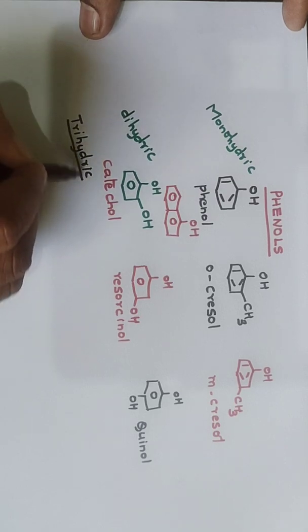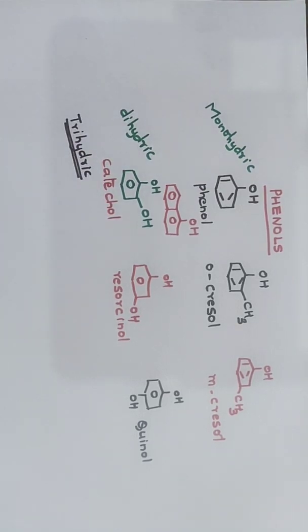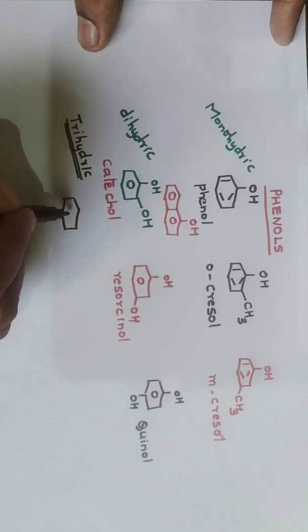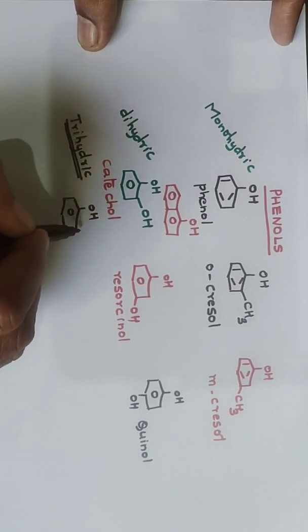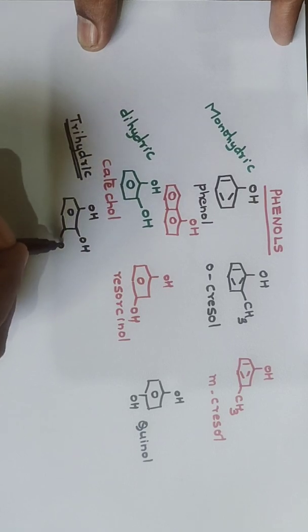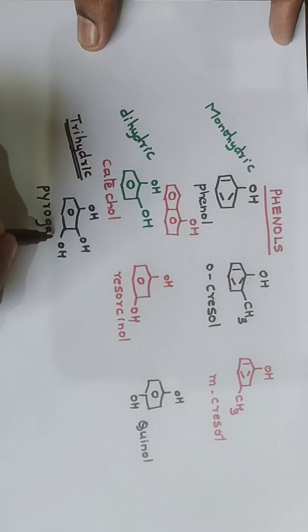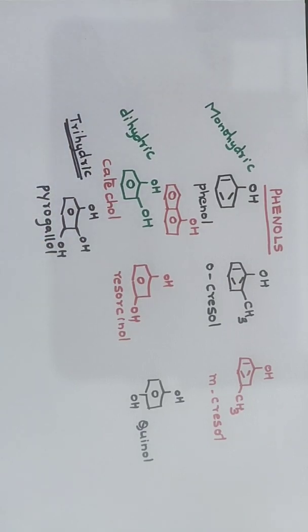If three OH groups are attached, then we call those phenols trihydric phenols. These are the phenols which contain three phenolic groups. For example, this molecule with OH, OH, OH is a trihydric phenol. It is also referred to as pyrogallol.